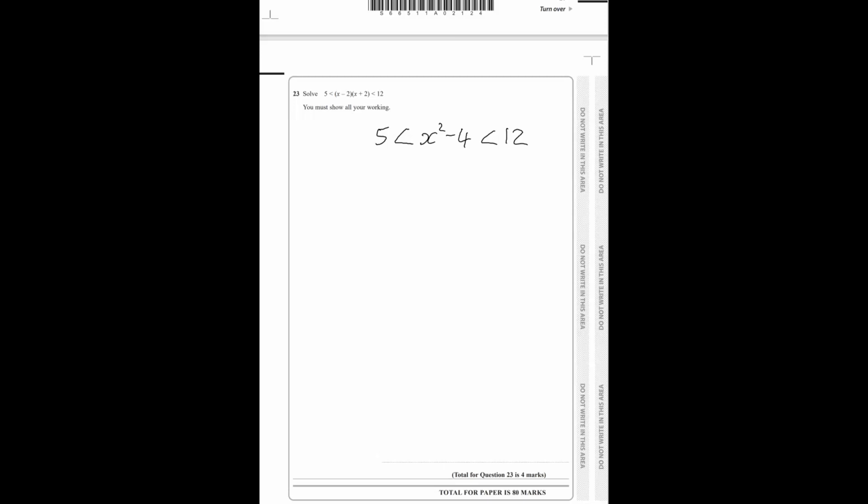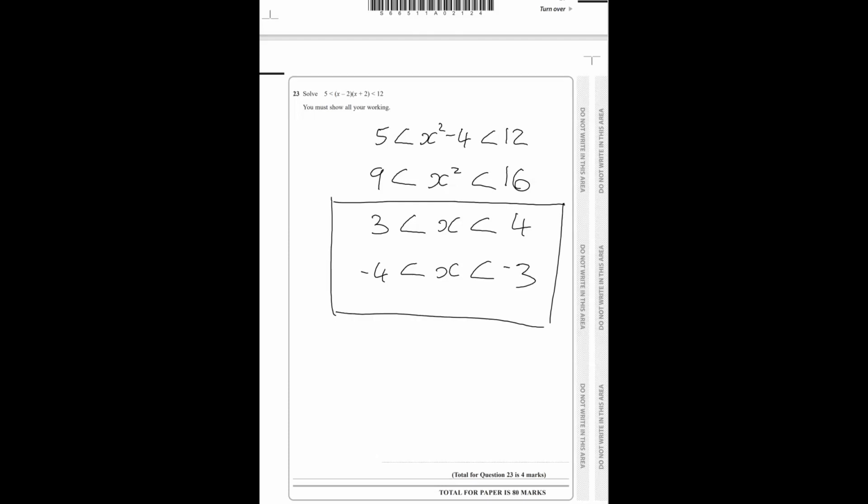So we can add 4 to each part. Okay, this is working out nicely. We've got an x squared in the middle, so we need to square root them. So we get 3, 4, but we also mustn't forget when we square root it, we get negatives as well. So we need x to be bigger than -4, but less than -3. So that actually is your solution set. Okay, so x is between 3 and 4, or between -4 and -3. Okay, so there we go. That's the paper 2 done.